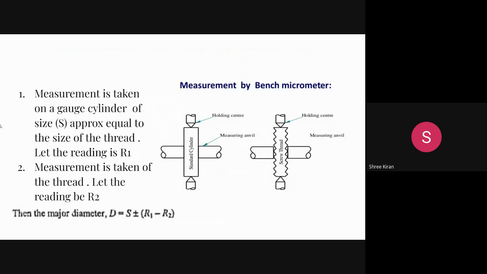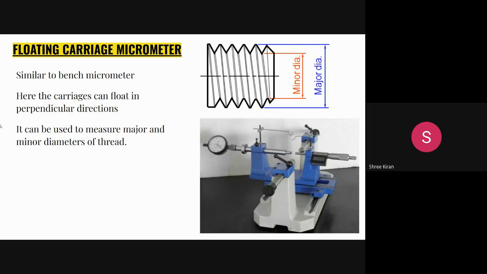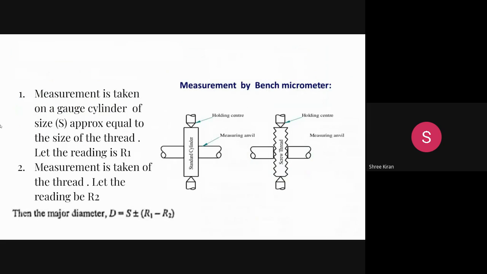Then the measurement. How do we take the measurements with a bench micrometer? Measurement is taken on a gauge cylinder of size S, which is approximately equal to the size of the thread, and then measurement is taken on the thread. Let the readings be R1 and R2, where the major diameter D is equal to S plus or minus (R1 minus R2). That's what happens when the measurement is taken in the bench micrometer.